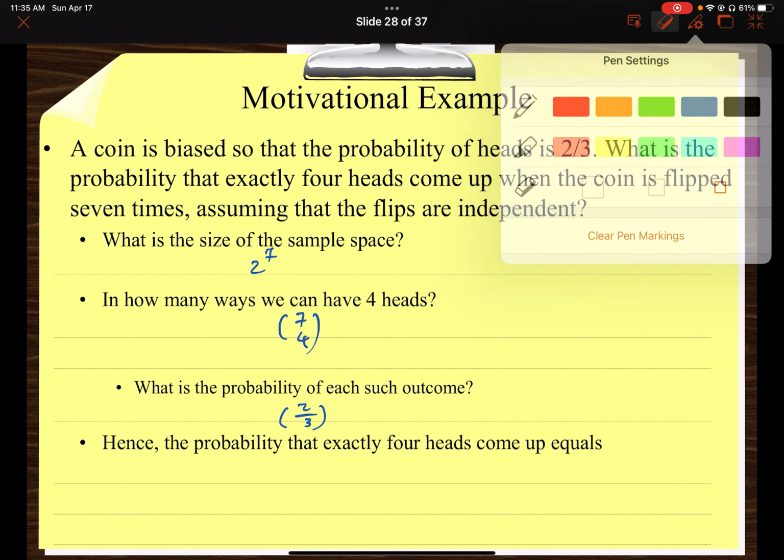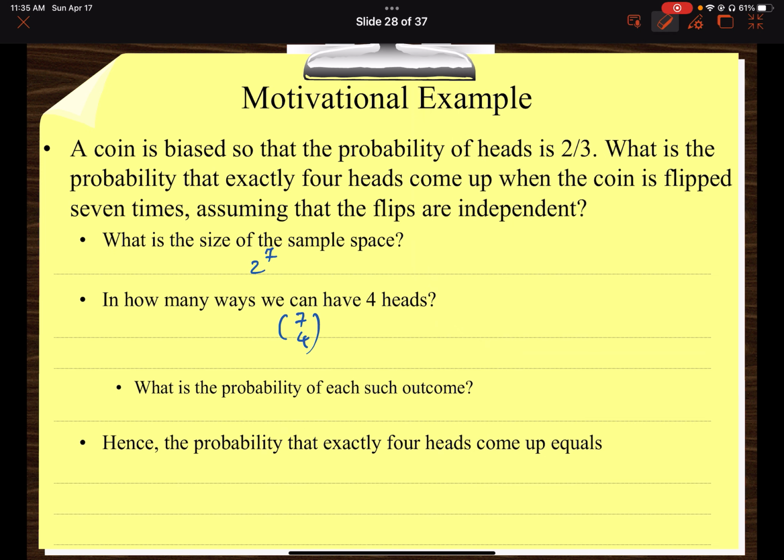No, it's not 2 over 3, guys. What I mean is, what's the probability of each such outcome? Of each 4 heads. What is the probability of the 4 heads in the 7? Because my sample space consists of 7 flips, right? Each one is 7 flips. So each one that has 4 heads, what's the probability of each one that has 4 heads? Forget about 7 choose 4. Now I'm talking about one of them.